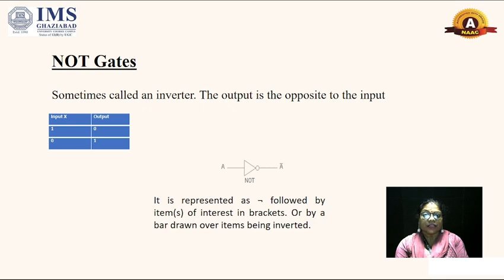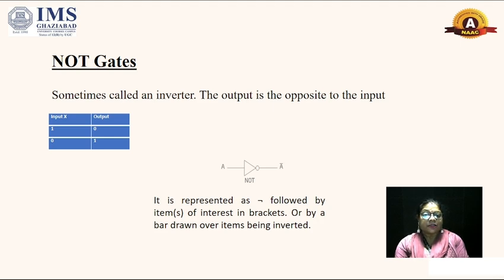Third gate is NOT gate or negation gate. Sometimes it is called the inverter. The output is opposite to the input. So we will have one input. It can be either 1 or 0. The output will be the inverse of whatever we have given. That means if we give the input as 1, we will get output as 0. And if we give the input as 0, then output will be 1.